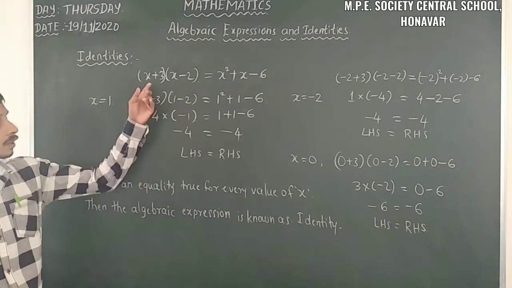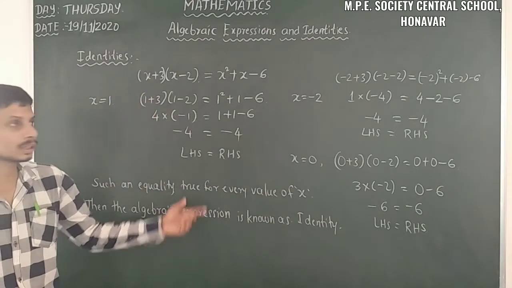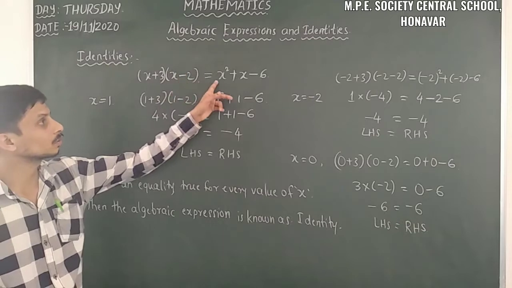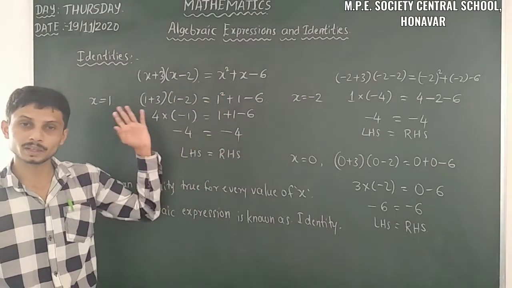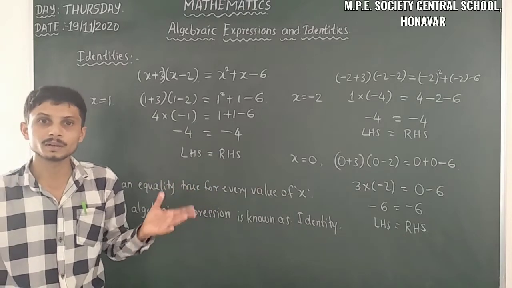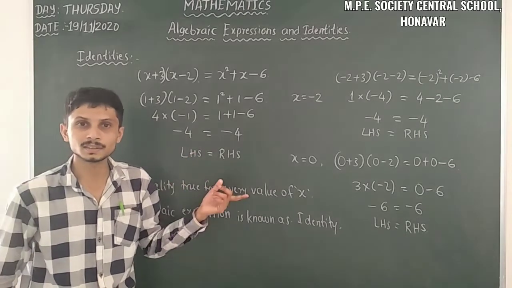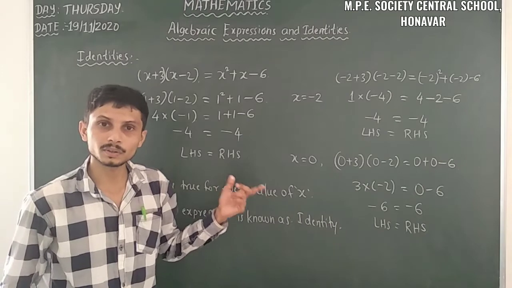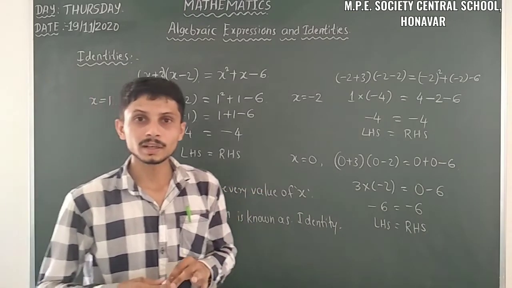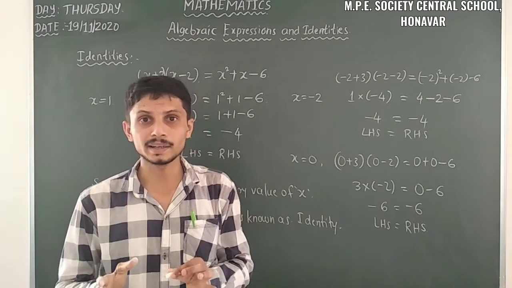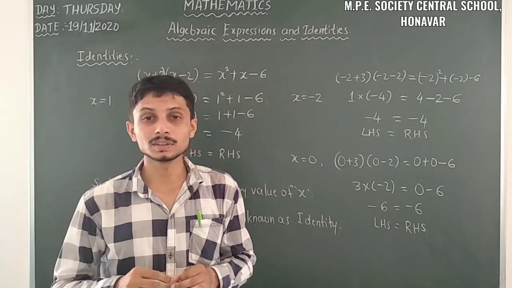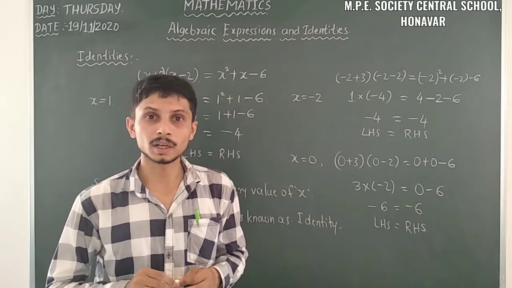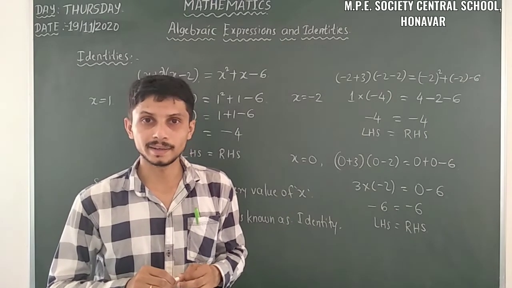So here, x plus 3 and x minus 2 is equal to x square plus x minus 6. This is an identity. We can insert whatever number we have as the value of x, and it will be true. So let us take some of the standard identities that we can use for solving problems.